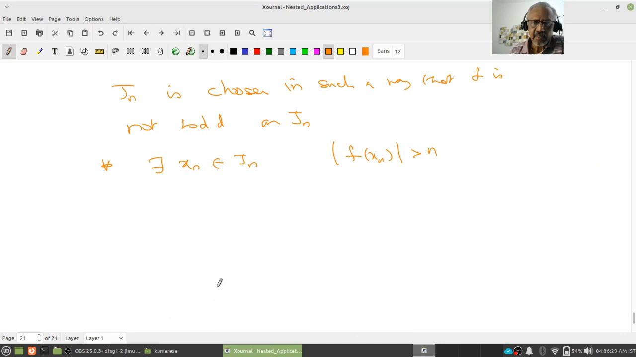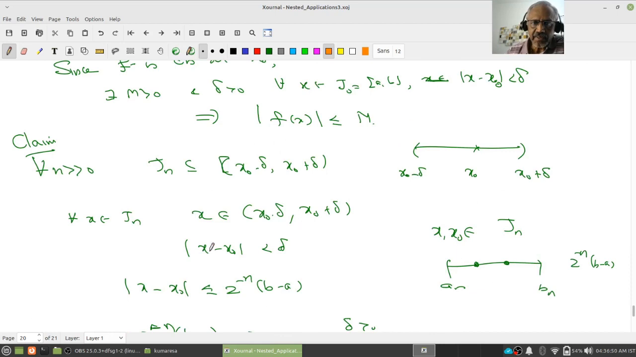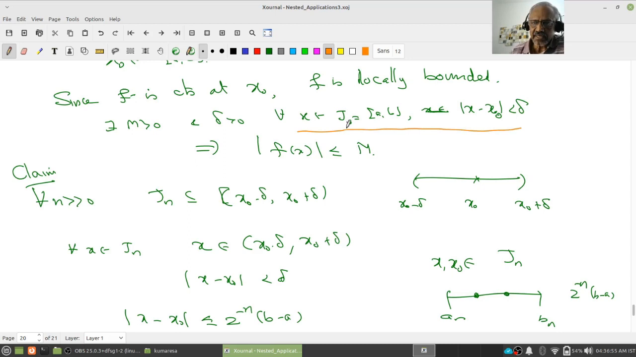You understand? That means for all n greater than or equal to N, my xn's lie in the interval x0 minus delta to x0 plus delta. But since xn lies here, what do we know? We know that F is locally bounded. Therefore, since xn belongs to this, xn minus x0 is less than or equal to 2 to the power minus n b minus a, but that's strictly less than delta. Therefore, F of xn must be less than or equal to M.